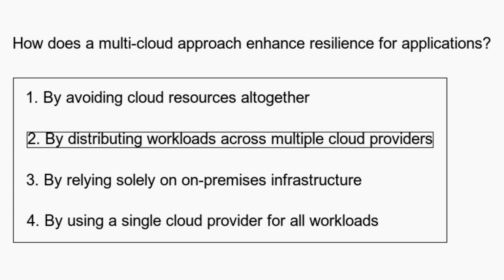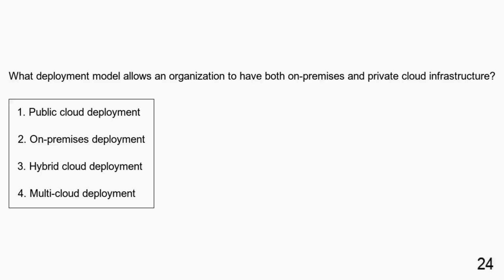A multi-cloud approach enhances resilience by distributing workloads across multiple cloud providers, reducing the impact of potential outages or disruptions. What deployment model allows an organization to have both on-premises and private cloud infrastructure? Public cloud deployment. On-premises deployment. Hybrid cloud deployment. Multi-cloud deployment.